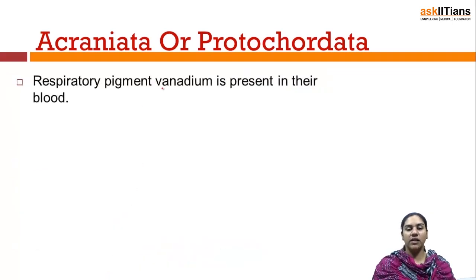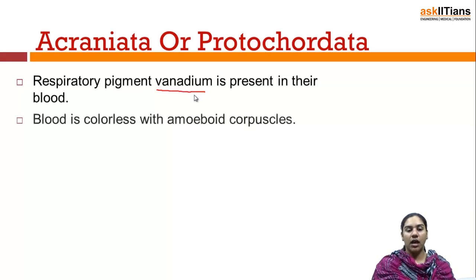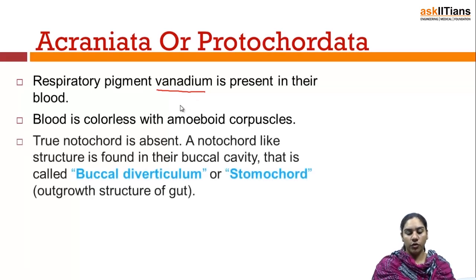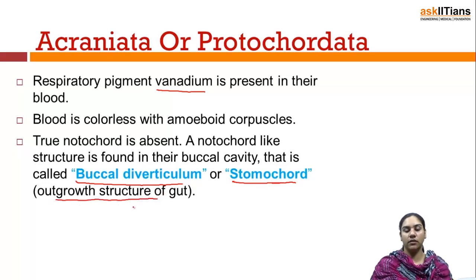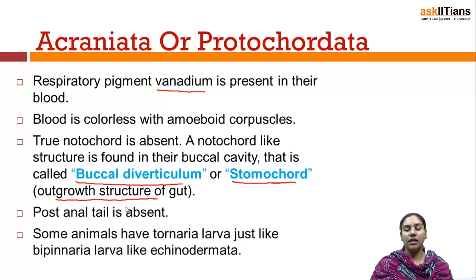The respiratory pigment present in the hemichordates is the vanadium present in the blood. And the blood is colorless with amoeboid corpuscles. True notochord is absent in these animals, but a notochord-like structure is found in the buccal cavity, and that is known as the buccal diverticulum or stomochord. So this structure, the buccal diverticulum or the stomochord, is the outgrowth structure of the gut. Post-anal tail is absent, and some animals have tornaria larvae, just like the bipinnaria larva in the echinoderms.